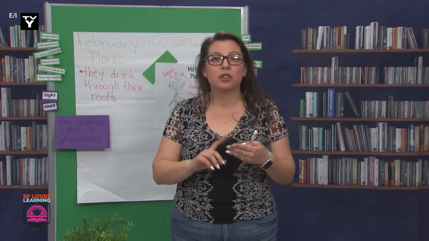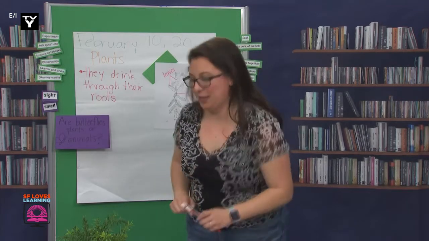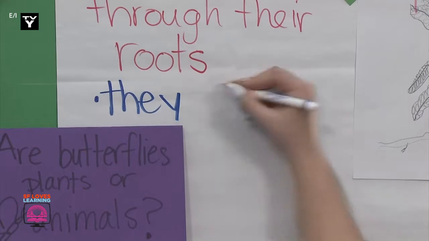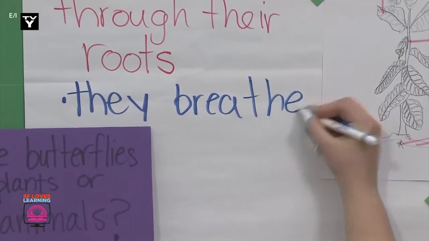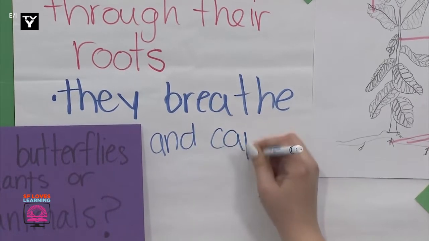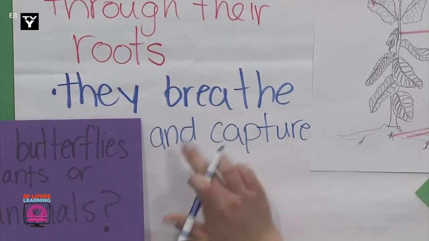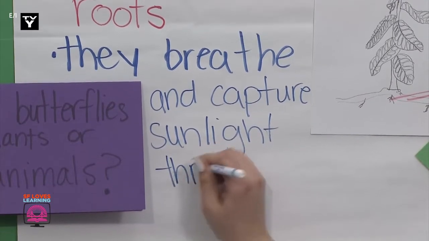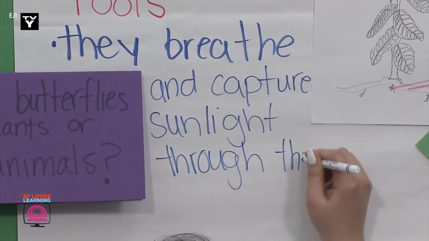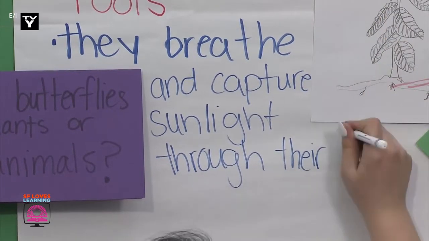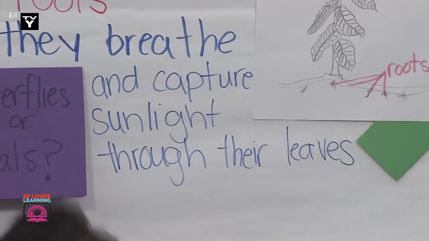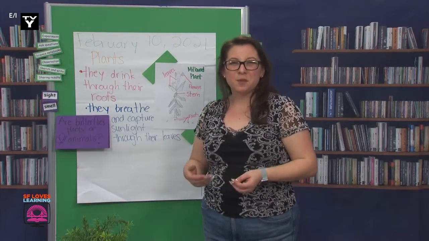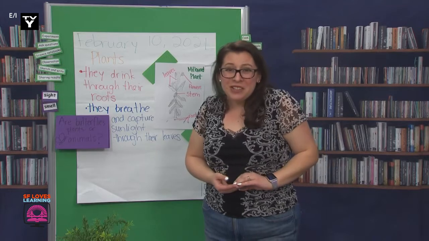Plants breathe and gather sunlight using their leaves. It's a lot, so write with me. They breathe, and I'm going to change the word to capture instead of gather. They breathe and capture sunlight through their leaves. Oh, good thing I wrote it here. All right, they breathe and capture sunlight through their leaves. Okay. You know, that makes me think of times when I would pick leaves off of plants. Maybe I shouldn't do that anymore.